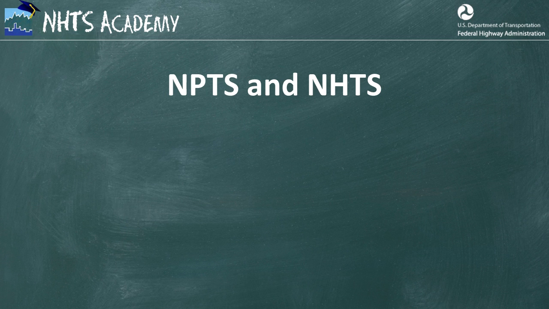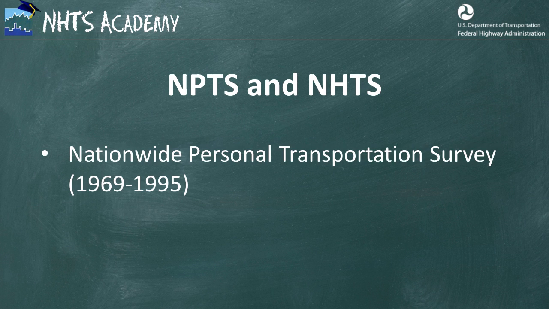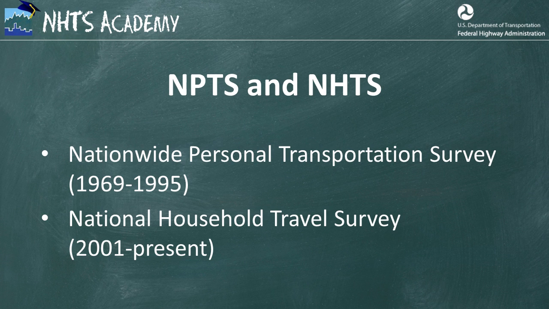Before we begin, let's discuss the name change. The NHTS was originally the NPTS, which stood for the Nationwide Personal Transportation Survey. It began in 1969 and was conducted again in 1977, 1983, 1990, and 1995. In 2001, the name was changed to the National Household Travel Survey. It was most recently conducted in 2009. Naming aside, let's look at how the survey has changed over the years.